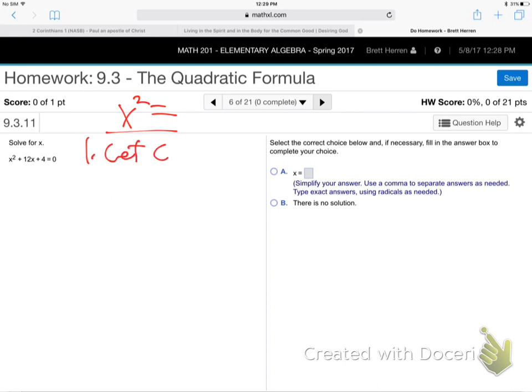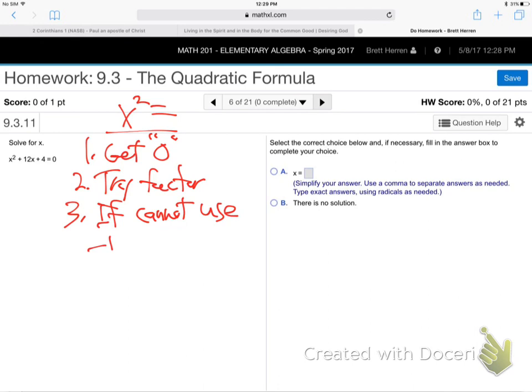So it's always about getting a 0 first, right? Step 1 is get a 0. We've already got a 0, though. So I'll say step 2, try to factor. If you cannot, then use negative b plus or minus the square root of b squared minus 4ac all over 2a. So get a 0, try to factor. If you cannot, then use the negative b thing. That's the x squared equals game plan.